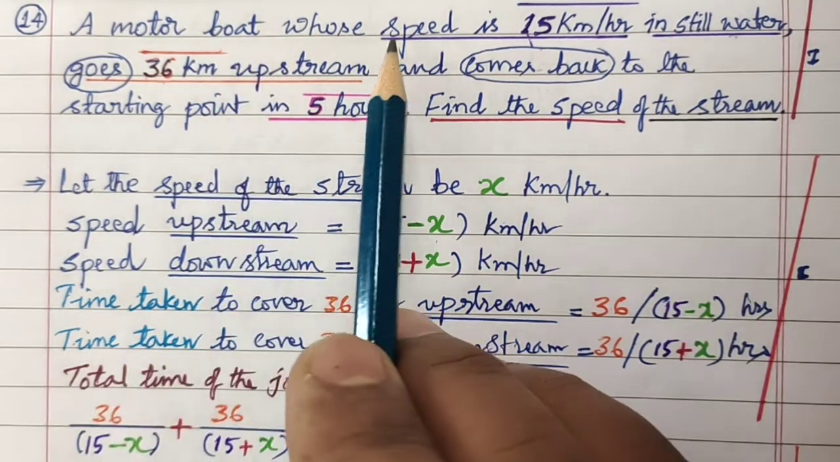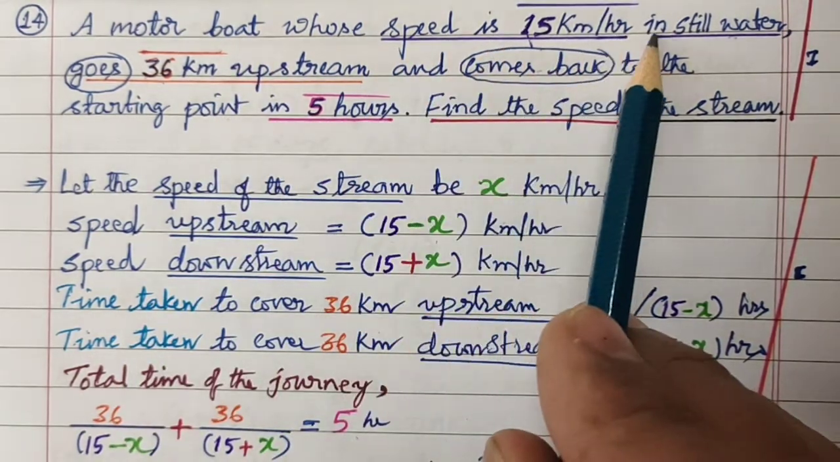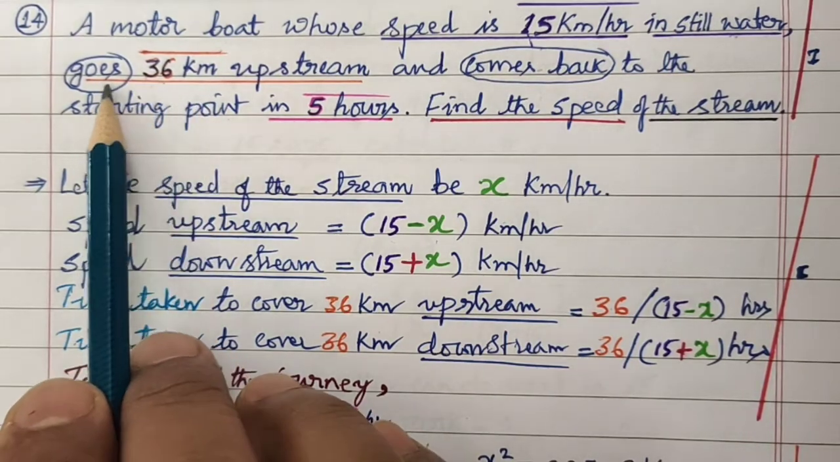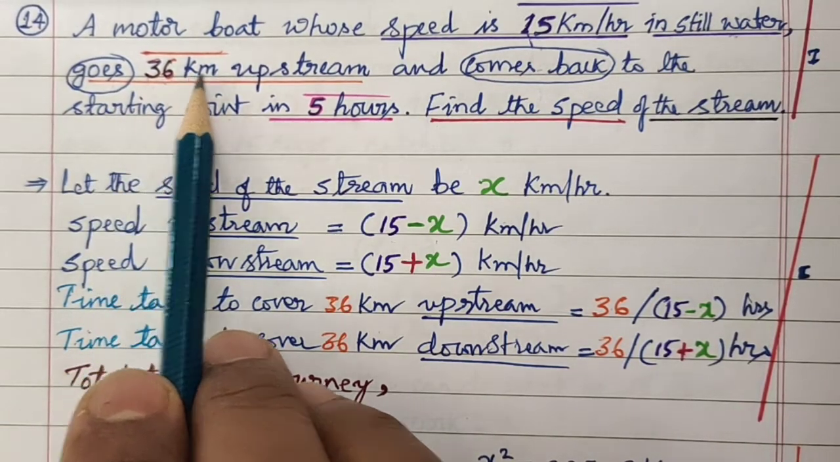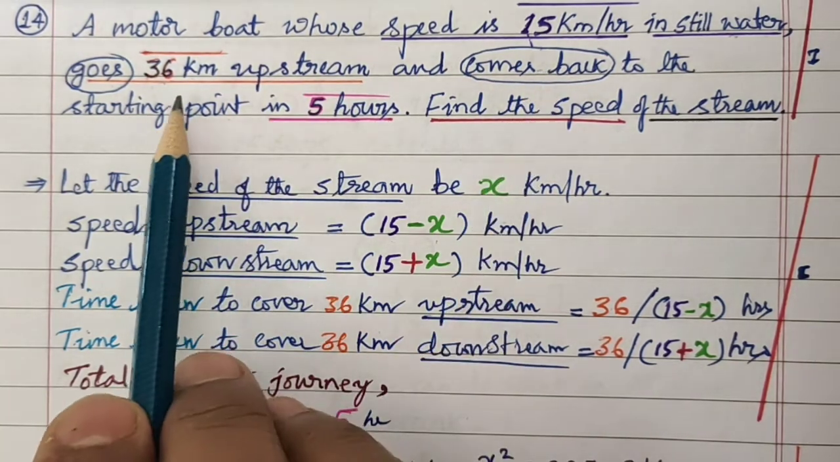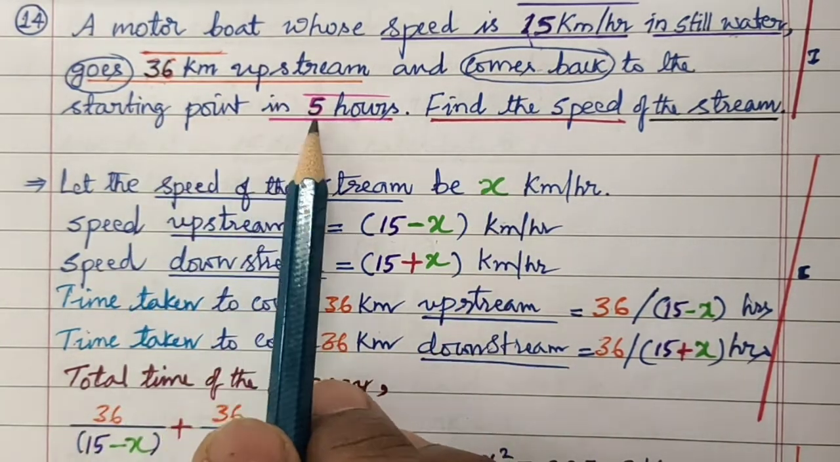A motor boat whose speed is 15 kilometers per hour in still water goes 36 kilometers upstream, that is against the stream, and comes back with the stream downstream. The total time taken is 5 hours.